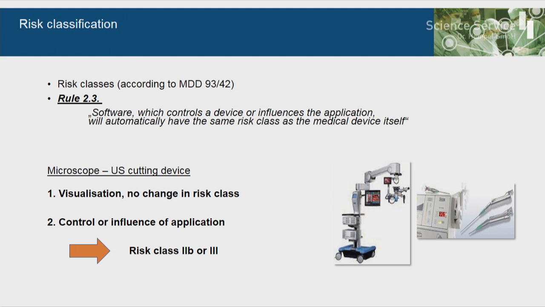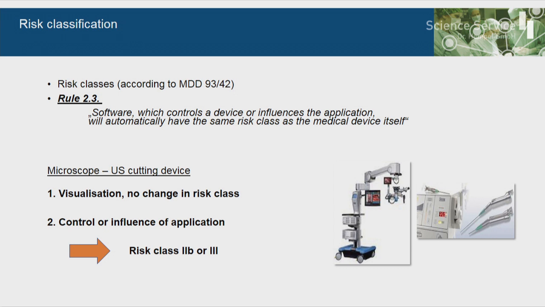We worked with different kinds of notified bodies, and if you have a look at the Medical Device Directive, Annex IX, Rule 2.3: software which controls the device or influences the application will automatically have the same risk class as the medical device itself. So what does it mean for our examples? The visualization, as you can see, point 1, would mean no change in risk class, which is really important. And the control or the influence of the application, as you saw, the control of the parameters or the release of this function, would be risk class 2B or 3. And this is really the disadvantage, or the fear, for the manufacturers.